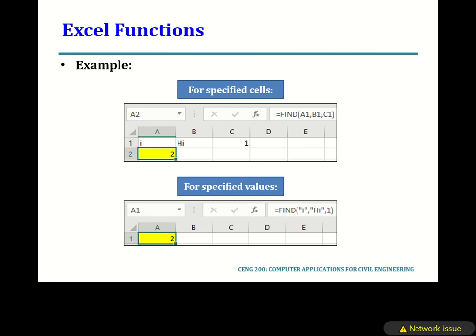Find I in HI. And what is my starting point? From the first character. First character is what? H. So it will start looking from H onwards. If I put 2 here, it will start looking from the second character onwards. It will start looking from I. Do one thing. Write find H, HI, and 2.